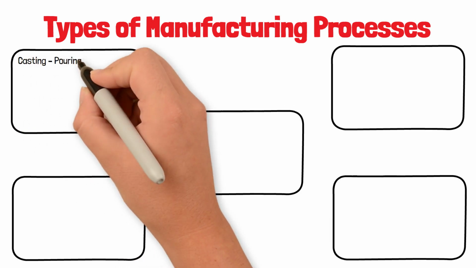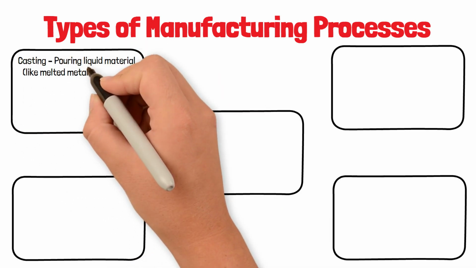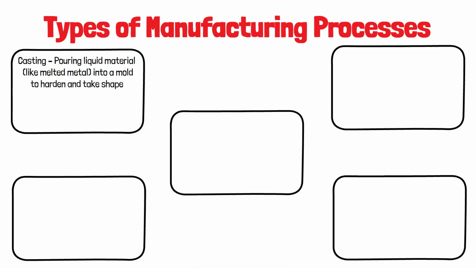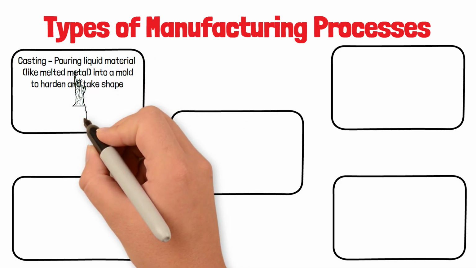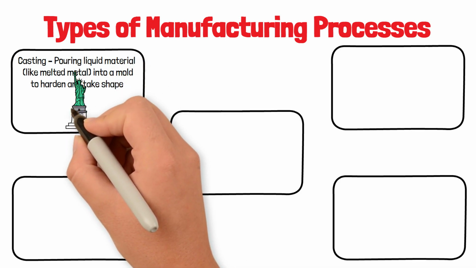Casting: pouring liquid material, like melted metal, into a mold to harden and take shape. Example, making a bronze statue. The metal is poured into a mold, and once it cools, it becomes the shape you want.